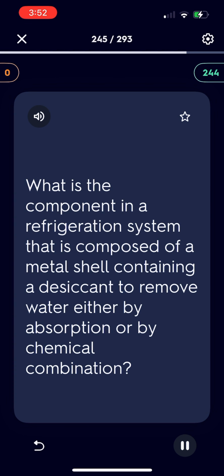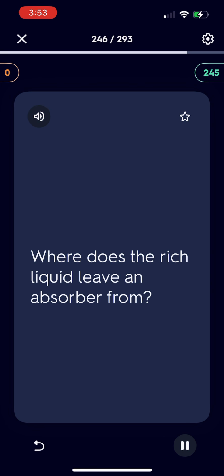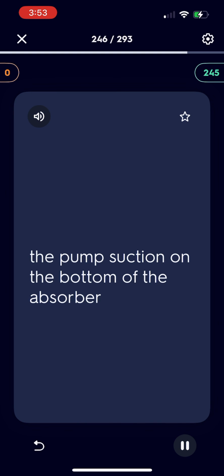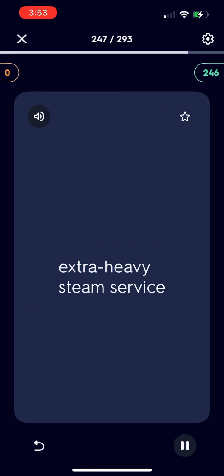What is the component in a refrigeration system that is composed of a metal shell containing a desiccant to remove water either by absorption or by chemical combination? A dehydrator. Where does the rich liquid leave an absorber from? The pump suction on the bottom of the absorber. The weights of valves and fittings used in ammonia service are similar to those for extra heavy steam service.